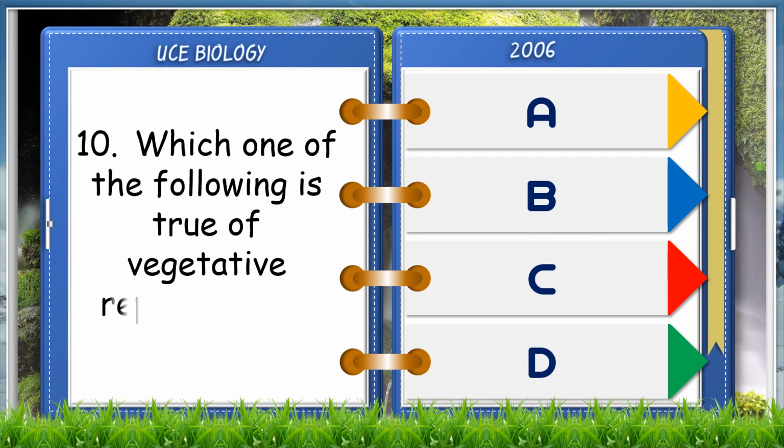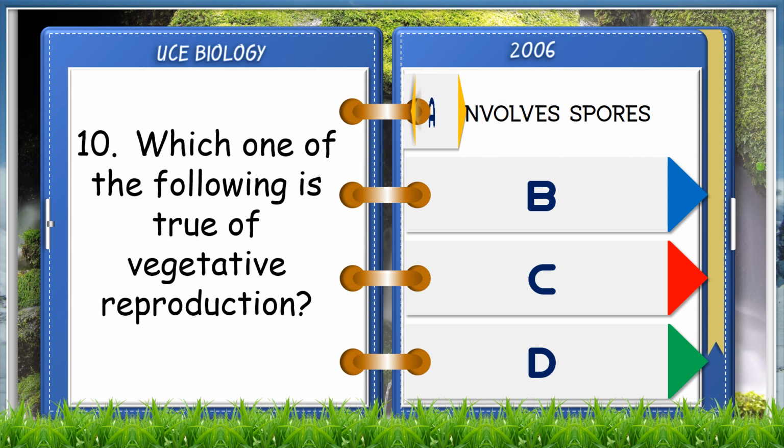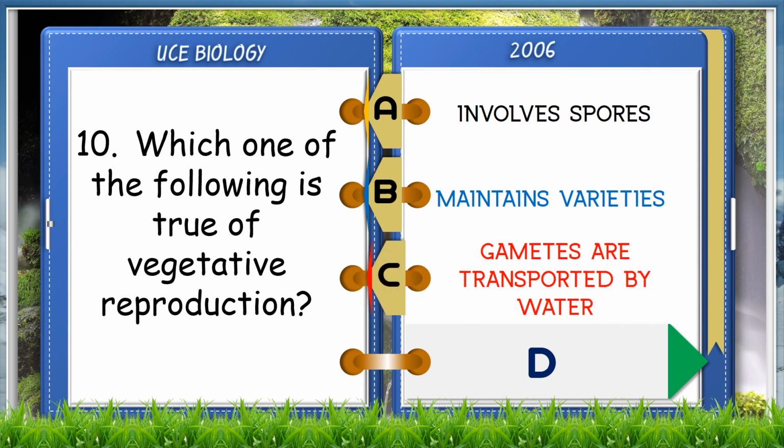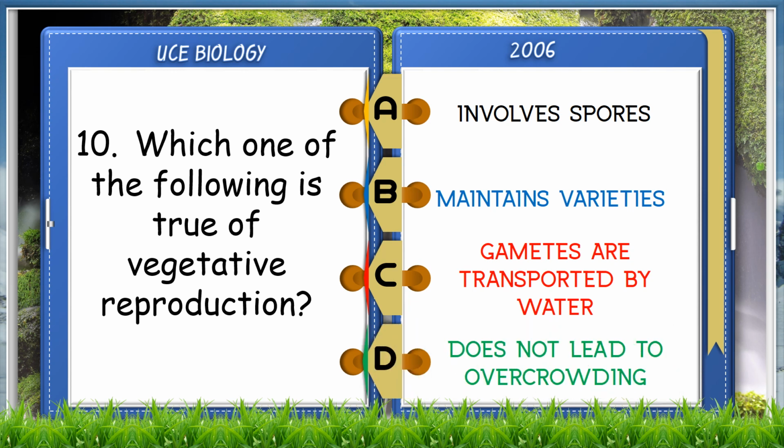Which one of the following is true of vegetative reproduction? A. Involves spores. B. Maintains varieties. C. Gametes are transported by water. D. Does not lead to overcrowding. The answer is B. Maintains varieties.